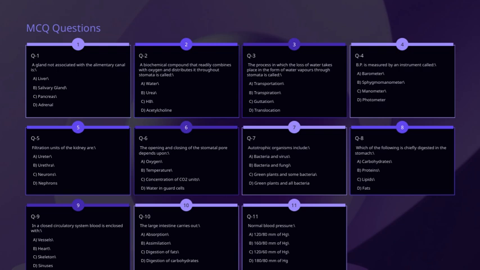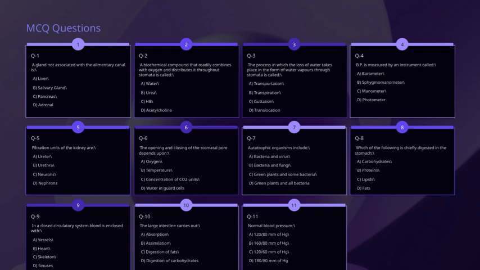Moving on to autotrophic organisms, these include green plants and some bacteria, which can produce their own food through processes like photosynthesis. This contrasts with heterotrophic organisms that rely on consuming other organisms. In terms of plant physiology, the process where water vapor exits through stomata is called transpiration. This process is crucial for water movement within plants and also helps in cooling.